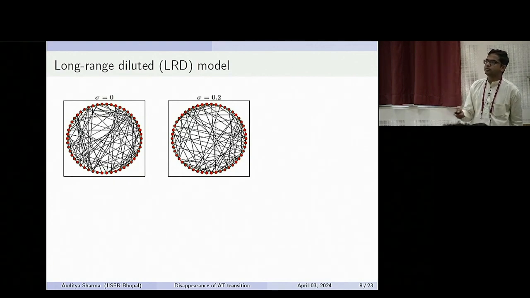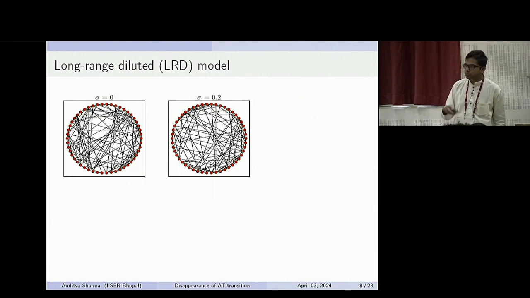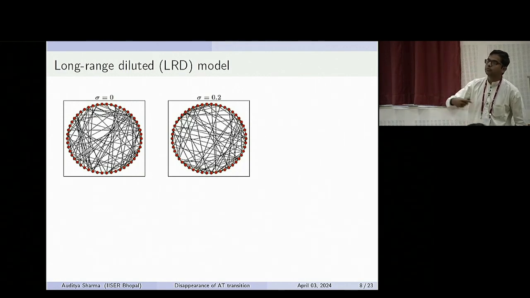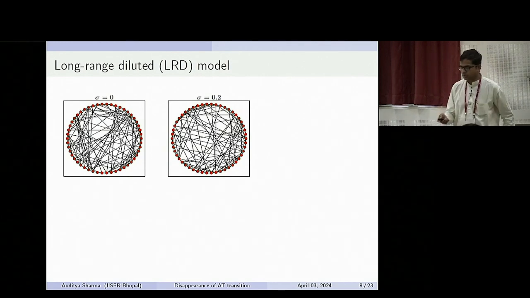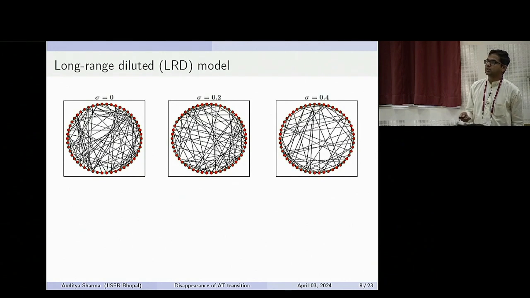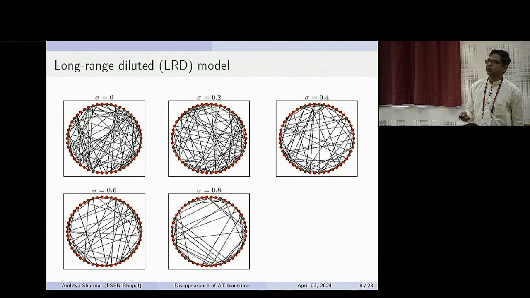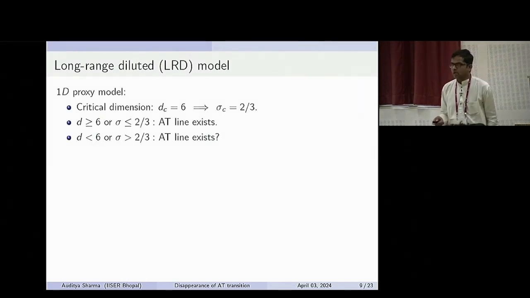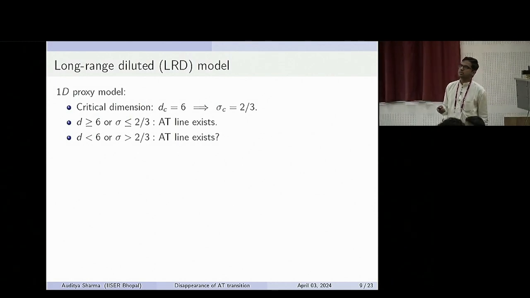Sigma equal to 0 corresponds to the infinite range model, namely the Sherrington-Kirkpatrick model, if there's no dilution. But if you dilute it, you can study a range of these sigmas. As you increase sigma, although the effective number of bonds for any spin is the same, you see that longer range bonds are more common at sigma equal to 0, but they become more and more short range as you go to higher values. And so this proxy model is a useful model to study.